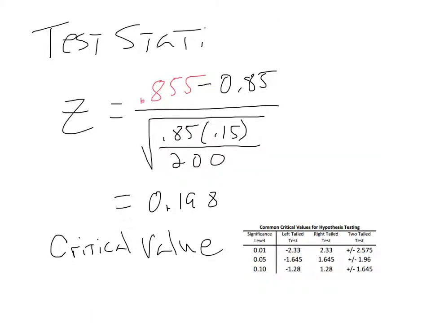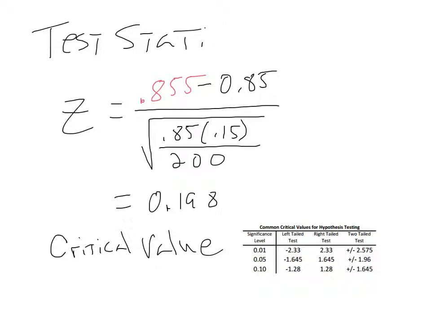I made the claim, I wrote my hypotheses, and now I'm finding my test statistic, and that's just a z-score in this case. So there's the number from the sample, and that's what we think the center of the sampling distribution is. I use that value to get the standard deviation. And when I did all that number crunching, I came up with a z-score of 0.198, pretty small.